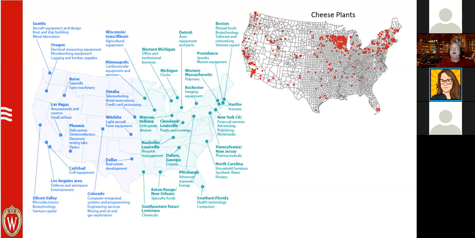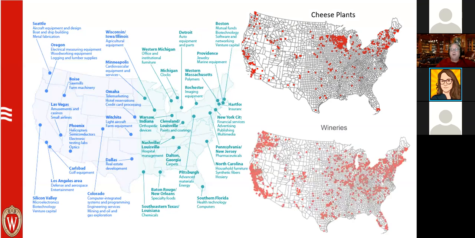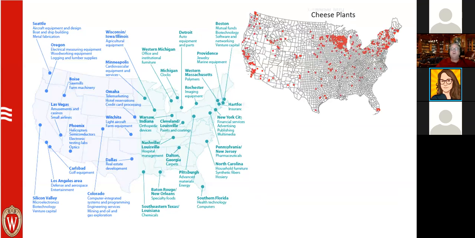Okay. Now look at cheese plants. Where are the cheese plants located? Every one of these dots is where a cheese plant is located. You wonder why Wisconsin is known as the cheesehead state. Well, we have a real strong cluster of cheese plants. That is potentially a viable economic cluster for the state of Wisconsin.